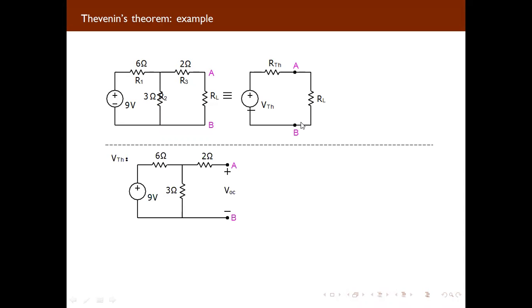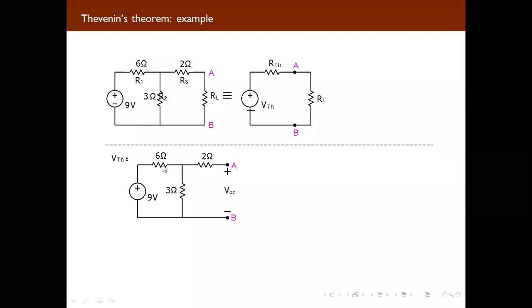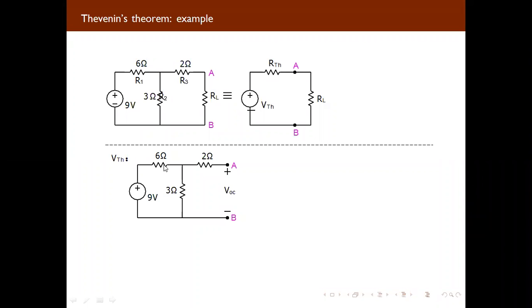So when we are supposed to find VTH, we can consider this RL as an open circuit. Here you can see that these 2 and 3 are in parallel because there is a node. On this node 3 resistors are connected, so we can take these 2 as parallel, and they are in series with 6 ohm. So you will get the value of total resistance, and you will get the value of total voltage. So the total voltage we are aware of.